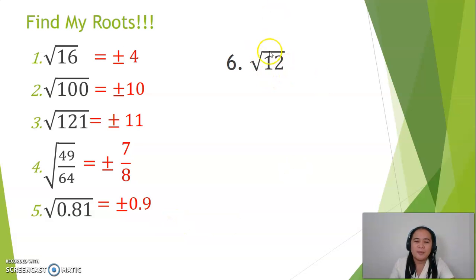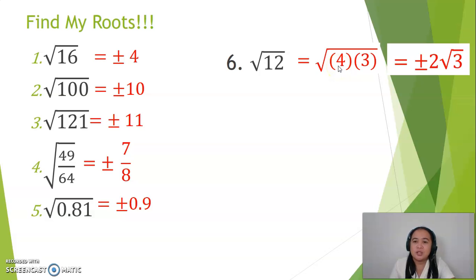Another. What about square root of 12? 12 is not a perfect square. So to do this, identify a factor of 12 which is a perfect square. With this, we can have 4 times 3. Since 4 is a perfect square and the square root of this is 2, the result is positive and negative 2 square root of 3.